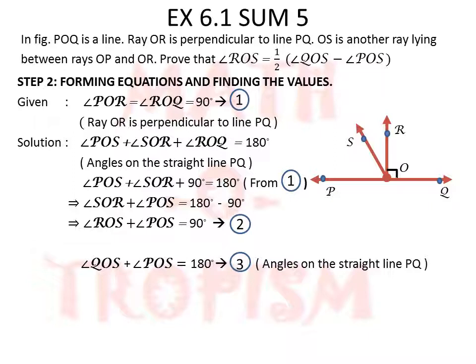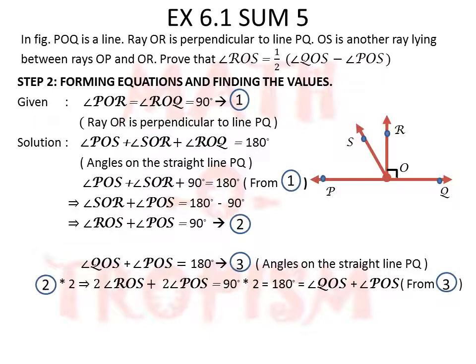Now when we compare 2 and 3, we have whatever we need. In the equation we need to prove, we need ROS, QOS and POS, and equations 2 and 3 have everything. The second equation equals 90 degrees and the third equals 180 degrees, so we will make the second equation also equal to 180 degrees. Since 90 into 2 is 180, we multiply the whole second equation by 2. The new equation 2 is 2 angle ROS plus 2 angle POS equals 90 into 2, which is 180, which is again equal to the third equation, angle QOS plus angle POS.